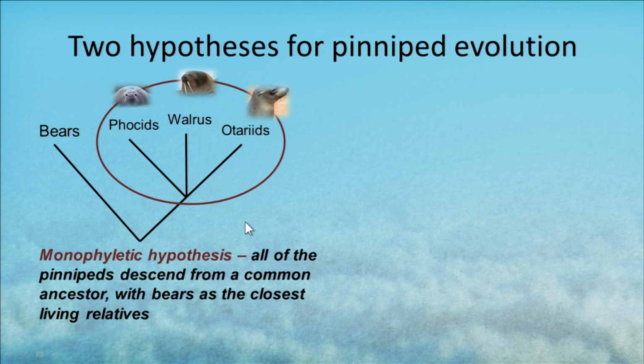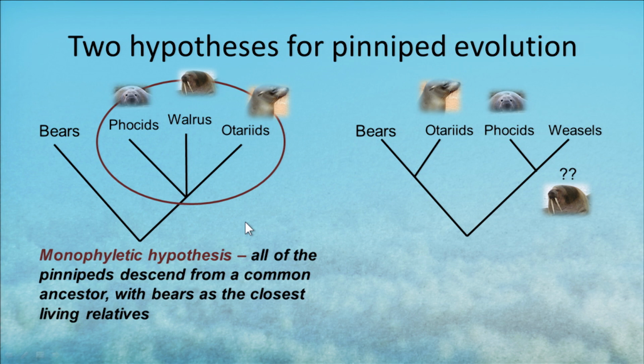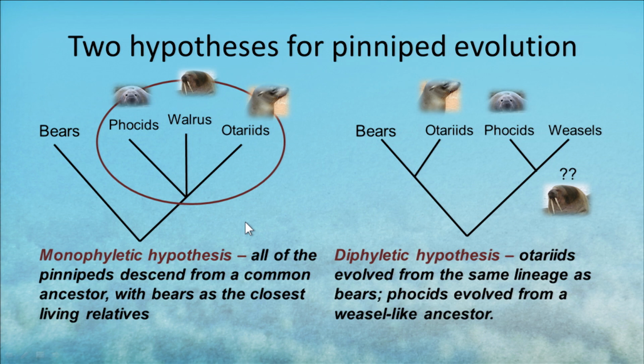The alternative hypothesis that was first proposed as early as the 1950s and 1960s is the diphyletic hypothesis. Now remember, diphyly means 2 ancestors. And in this hypothesis, it's basically purported that the otariids had evolved from the bears. And of course, just when you first look at them, you can kind of maybe get that, because remember, bears have ear flaps, and so do otariids. It's one of their defining features. And that phocids evolved from a weasel-like ancestor instead. In other words, when you take a look at the grouping here, you notice that the otariids and the phocids do not share a common point. And so they are considered to be diphyletic, evolving from multiple ancestors, or 2 ancestors. The walruses remain in question in this hypothesis. Certain people have put them in different places. So we're going to leave the walruses out of this for right now.